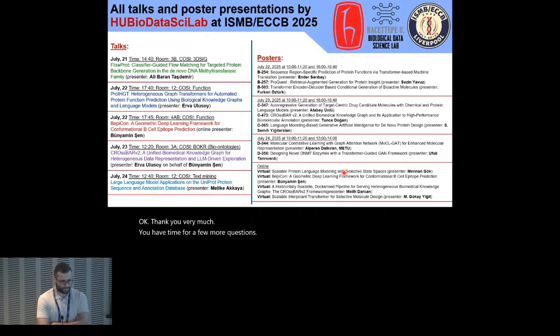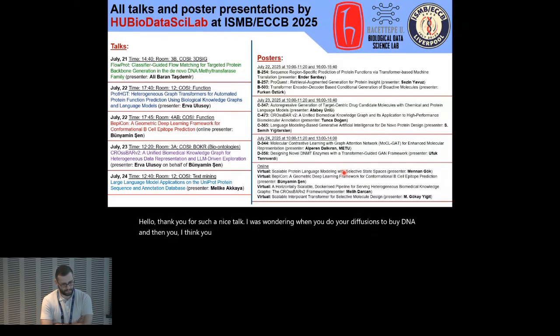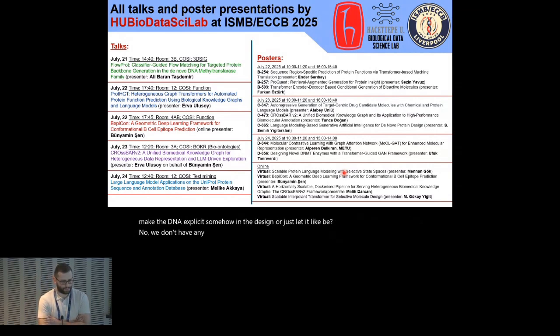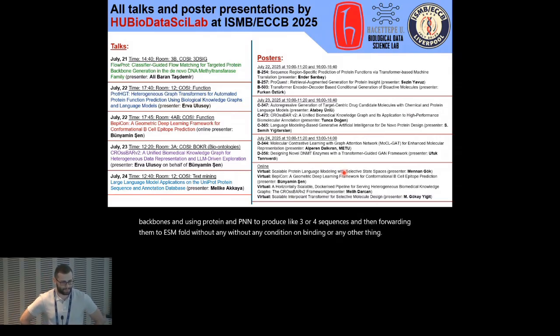Hello, thank you for such a nice talk. I was wondering, when you do your diffusions to bind DNA, and then I think you generate sequences with ProteinMPNN, do you condition the MPNN somehow to make the DNA explicit in the design, or just let it be? No, we don't have any conditioning in the evaluation pipeline, so we are using only raw backbones and using ProteinMPNN to produce like 3 or 4 sequences, and then forwarding them to ESMFold without any conditioning on binding or anything else. Interesting. Thank you.